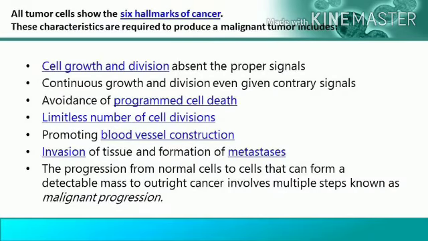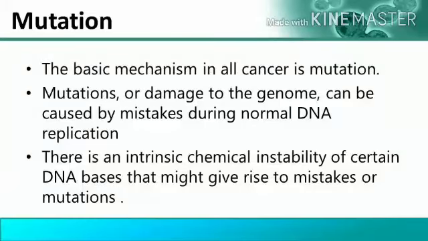All tumor cells show the six hallmarks of cancer. These characteristics are required to produce a malignant tumor. They include cell growth and division absent the proper signals, continuous growth and division even given contrary signals, avoidance of programmed cell death, limitless number of cell divisions, promoting blood vessel construction, invasion of tissue and formation of metastasis. The progression from normal cells to cells that can form a detectable mass to outright cancer involves multiple steps known as malignant progression. Cancer is caused by mutation, the basic mechanism in all cancer.